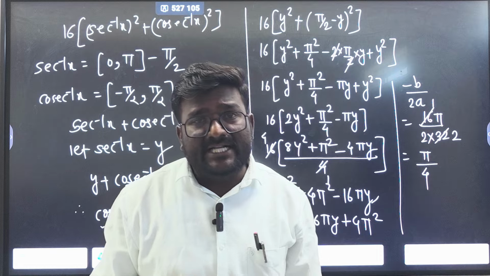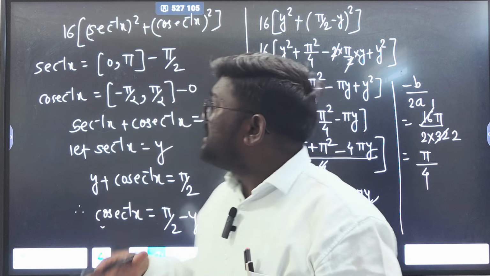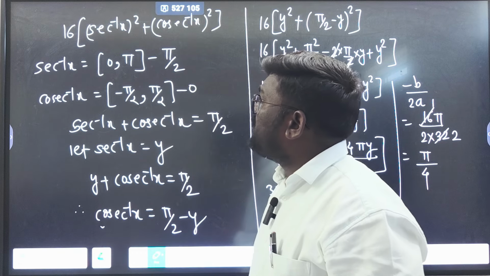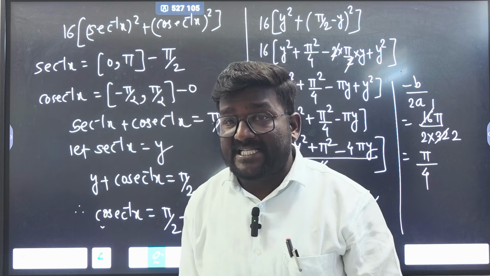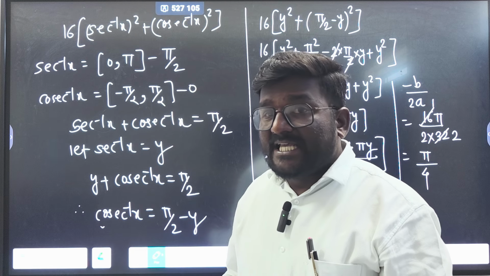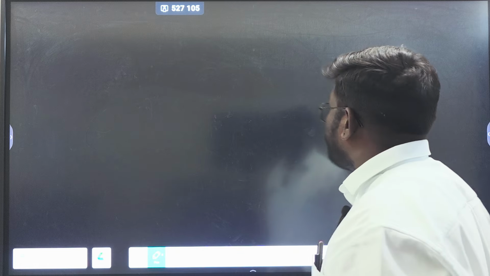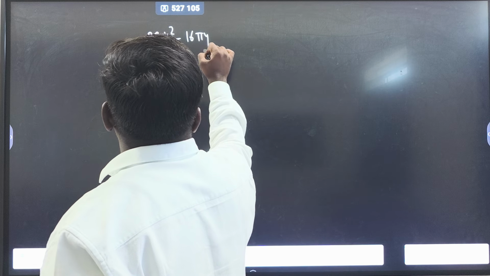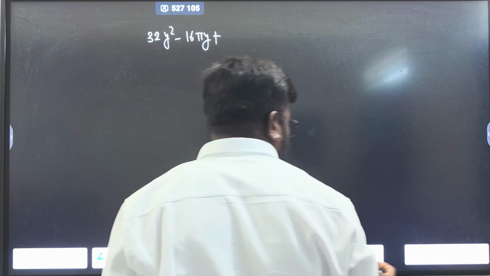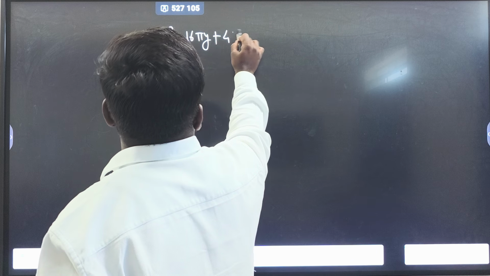Now our target is to find the maximum value. So how to calculate the maximum value? Now we know that the principal value of sec inverse x is the closed interval 0 to pi, excluding pi by 2. For calculating the maximum value, of course the maximum value lies on the boundaries of 0 to pi. So what is our equation? It is 32y square minus 16 pi y plus 4 pi square.